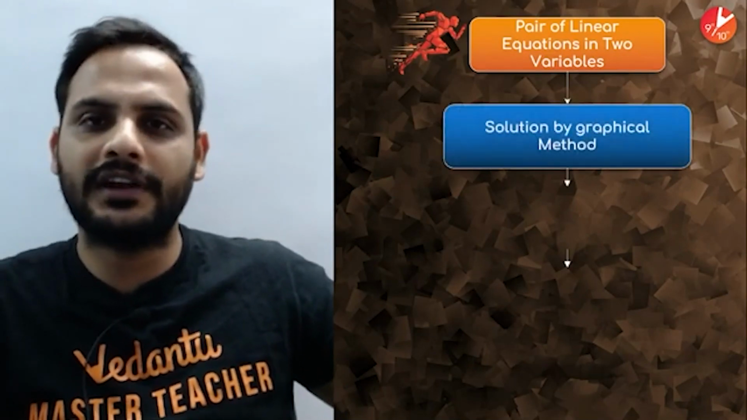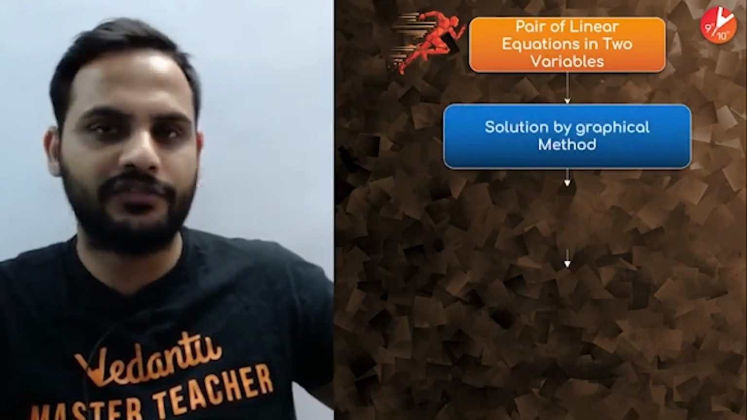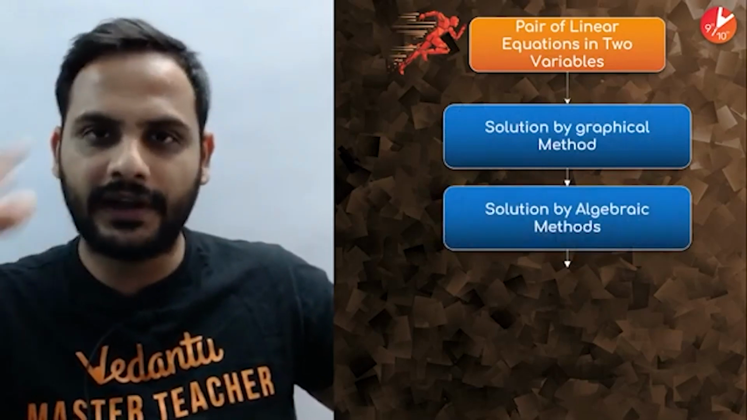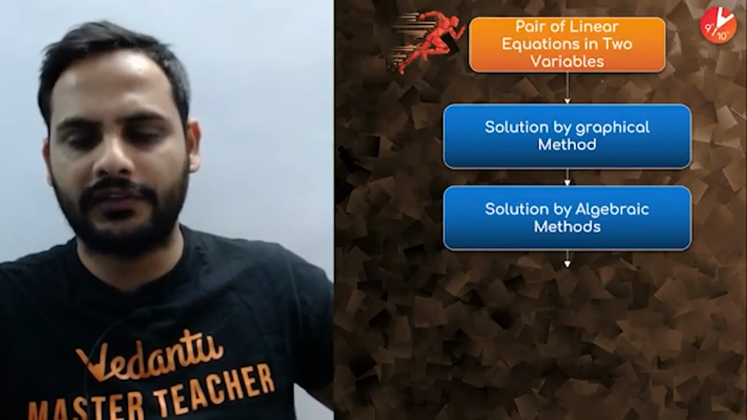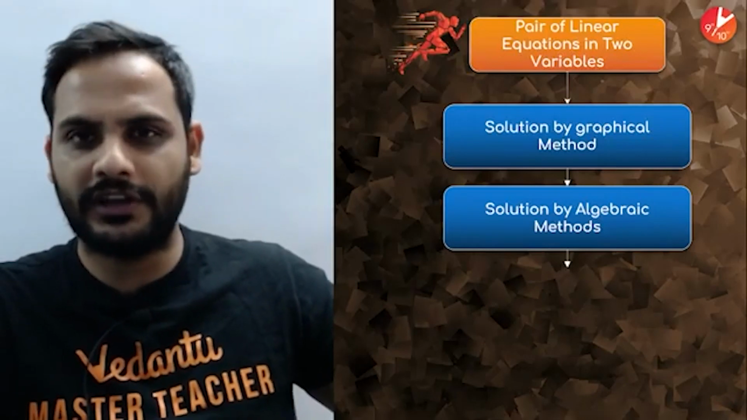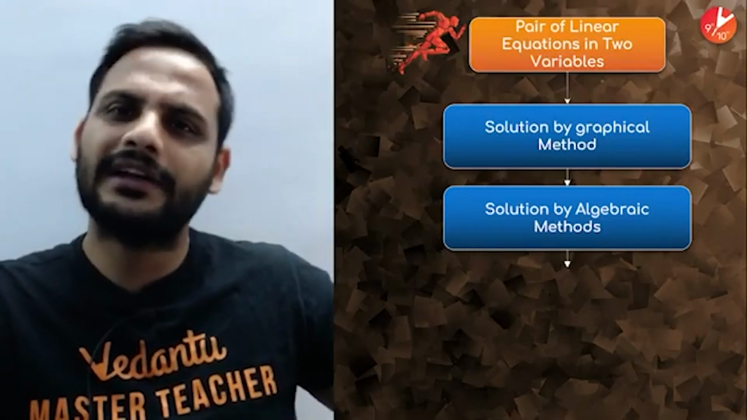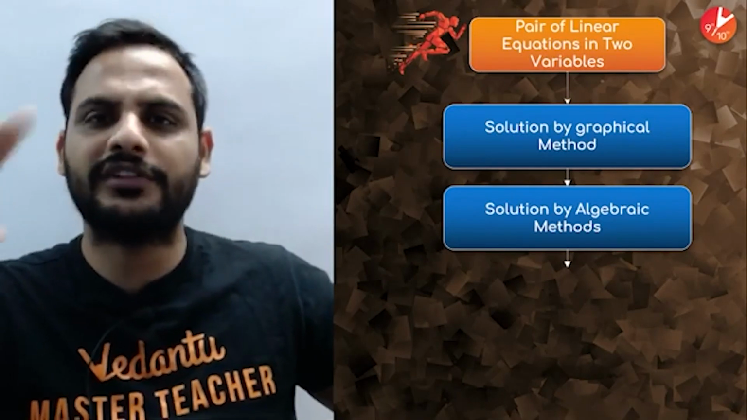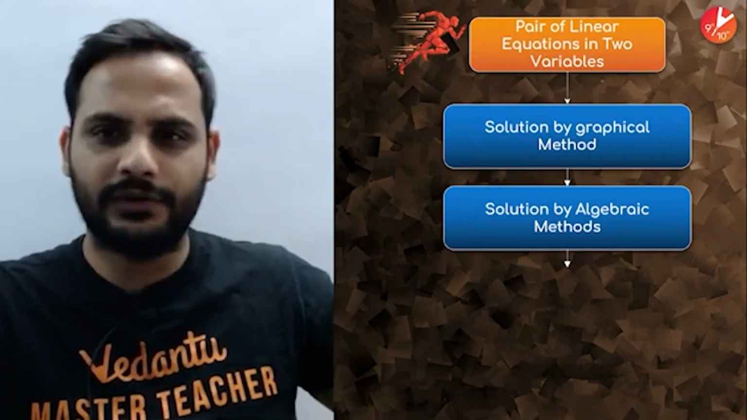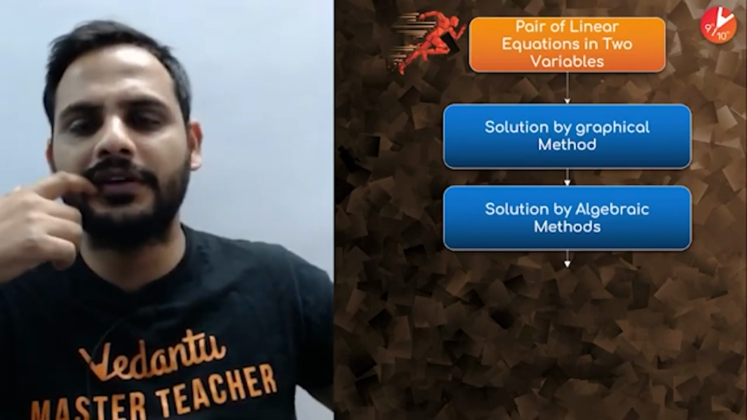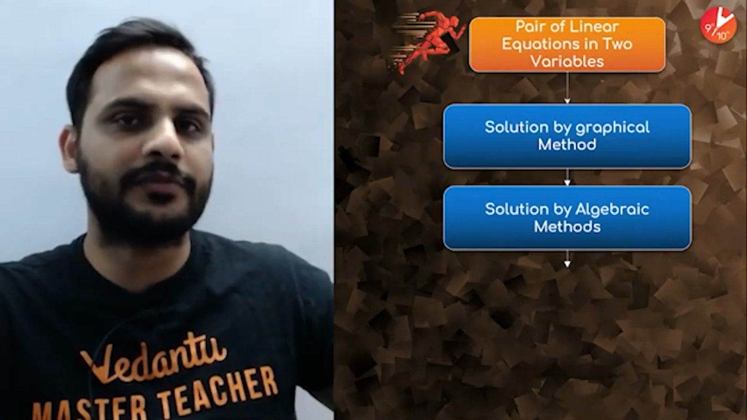So, the topics over here are solution by graphical method. You draw the graph and then you find out the solutions for a pair of linear equations in two variables. So three types you got: intersecting lines, one solution; parallel lines, no solution; and coincident lines, which will be infinite solutions. Algebraic method means you understood the elimination method and substitution method.